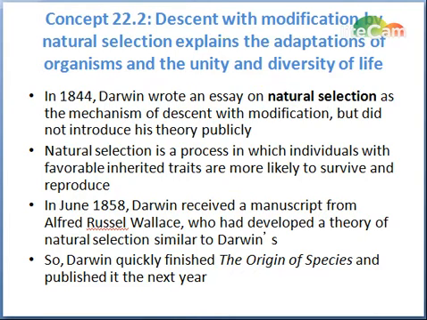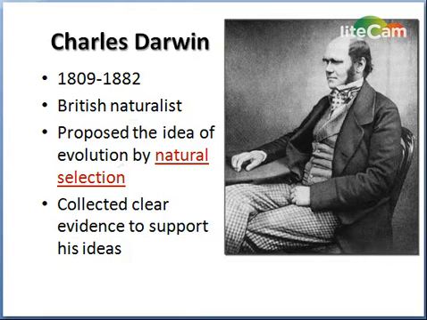But it wasn't until 1858 when he received a manuscript from Alfred Wallace, who was developing a theory of natural selection similar to Darwin's, that Darwin got inspired to quickly finish his Origin of Species and get it published the next year. He was a British naturalist, and he is most famous, of course, for that Origin of Species. But the way he actually developed that theory was through the clear and careful collection of evidence to support his ideas.